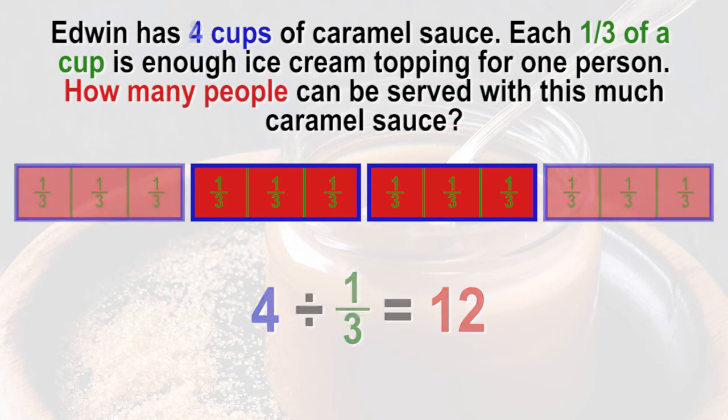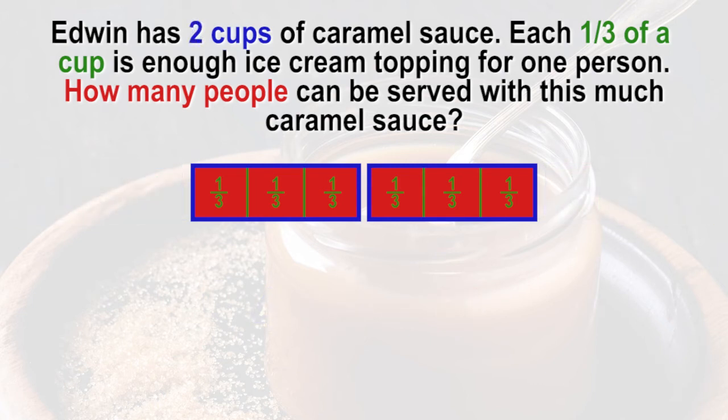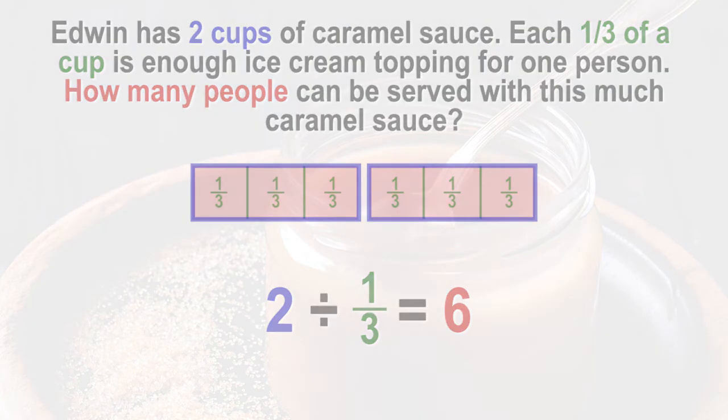What if Edwin has 2 cups of caramel sauce? How many people can he serve? How can we use what we know from our first problem to solve this one? Since Edwin has half as many cups of sauce as in the first problem, we know there would be half as many servings. We can write our equation as 2 divided by 1/3 equals 6.